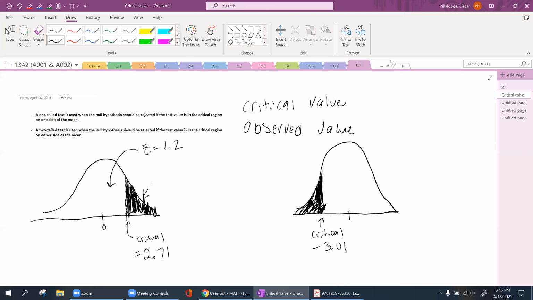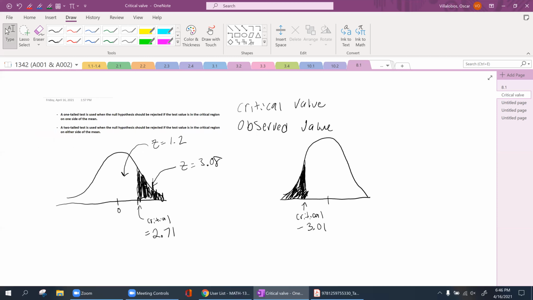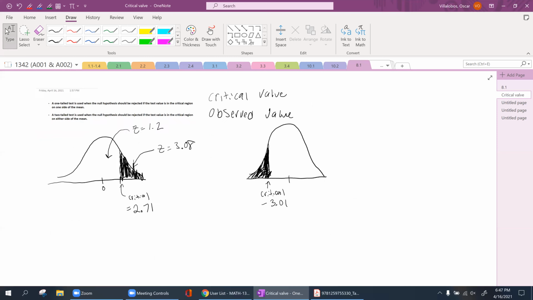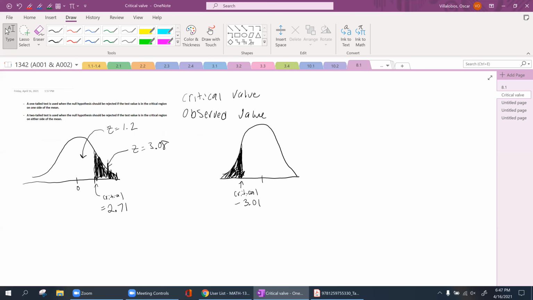What would be something considered in there? That would be, let's just say z equals 3.08. That is in the critical region. Whenever you're dealing with it, you're either going to reject the null hypothesis or fail to reject the null hypothesis.